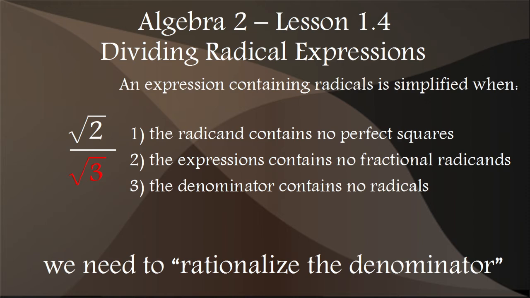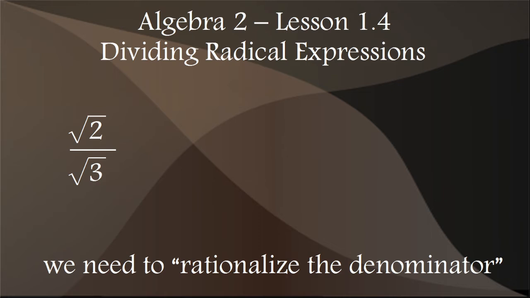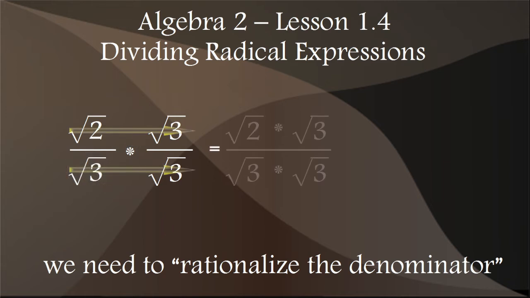We need to rationalize the denominator. We need to make the denominator of this fraction not a radical. So how do we go about doing that? This root 3 is the root of our problem, but it is also part of our solution. We can multiply by root 3 over root 3. Remember, this is the same thing as 1, so we're allowed to do this. So we can multiply across.